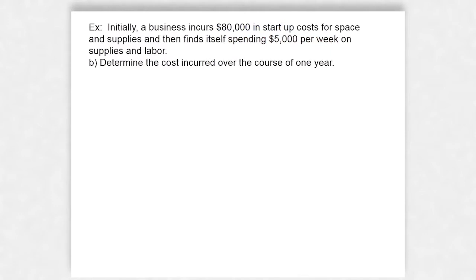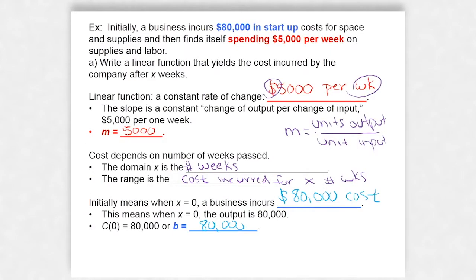Well, now what I want to do, so I flipped the page a little bit too quickly, I want to write the linear function. I would have C of x is equal to mx plus b, and I just want to substitute in the slope and the y-intercept. What would C of x look like then? What would that linear function be? C of x equals 5,000x plus 80,000. Excellent. Now I have my linear function.